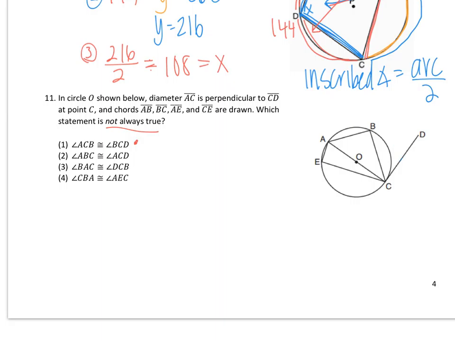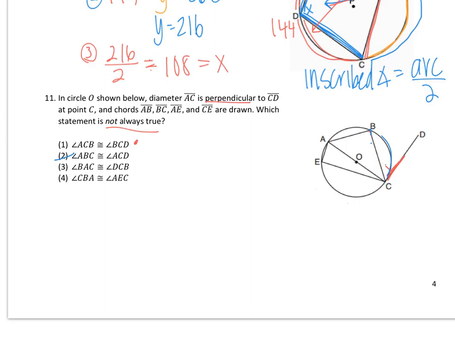Choice 2 says angle ABC is supposed to be congruent to angle ACD. Recall that we said that angle ACD right here is a right angle because it says that AC is perpendicular to CD. Also recall that we talked earlier about inscribed angles such as angle B in a semicircle. This arc out here, arc AEC, would be 180 degrees as a result of the diameter, and going inside gives us a 90-degree angle. So if we have two 90-degree angles, of course they're congruent to each other. So choice 2 is definitely gone as our not true choice.